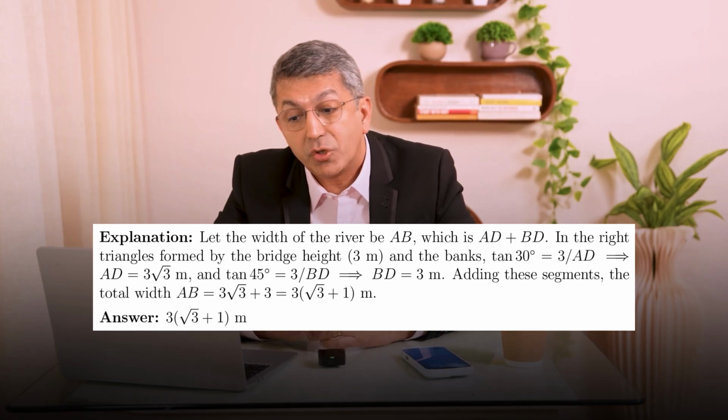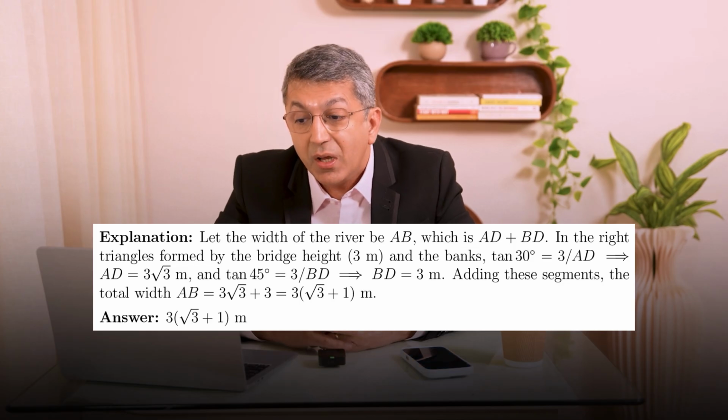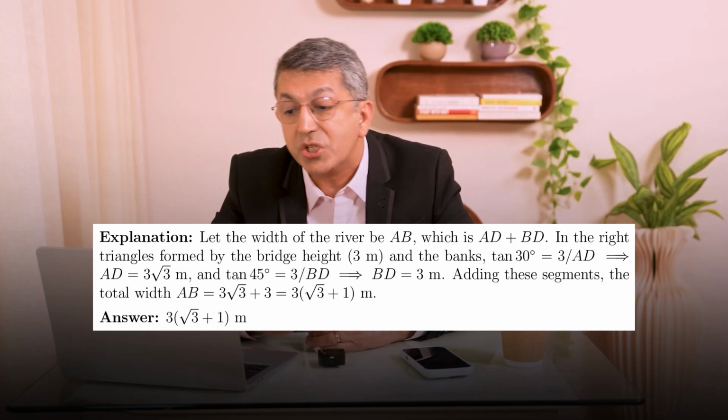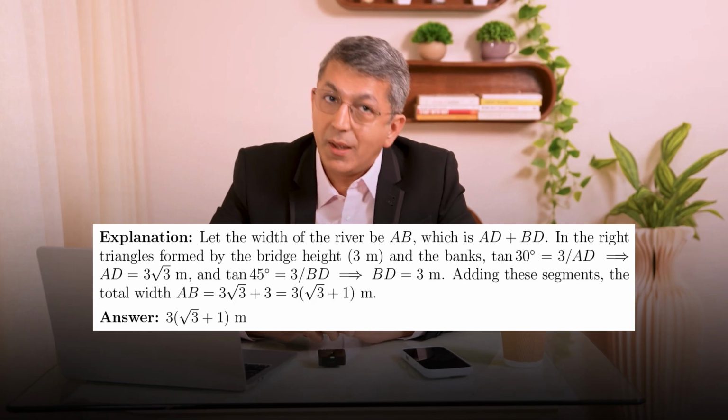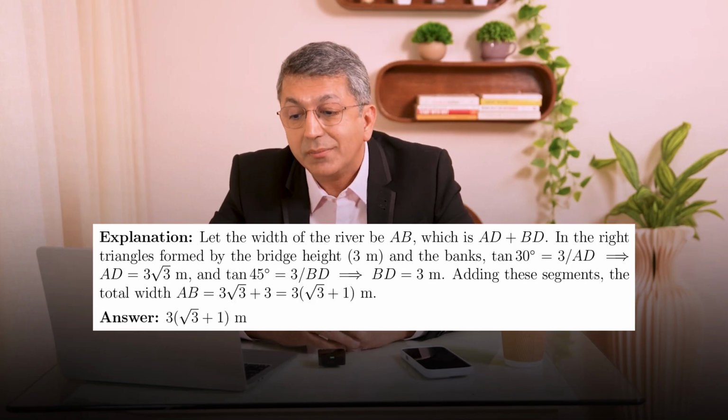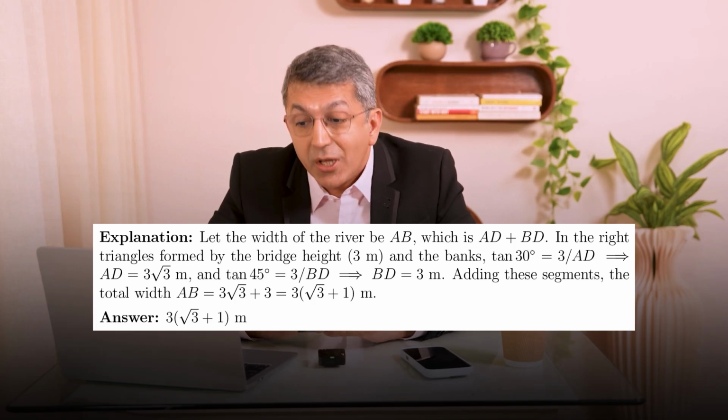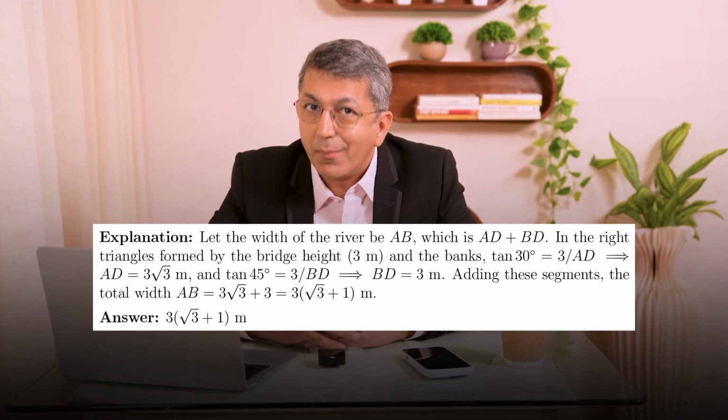Adding these segments, the total width AB is equal to 3 under the root 3 plus 3, which is equal to 3 in brackets under the root 3 plus 1 meters. Answer: 3 in brackets under the root 3 plus 1 meters.